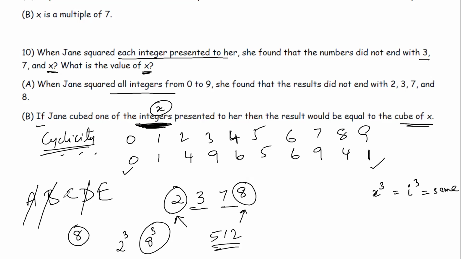So if Jane cubes one of the integers presented to her, then the result would be equal to the cube of x. That doesn't tell us anything. So this entire statement was there just to mislead you, waste your time, confuse you. There's no way you can get an answer for x. So if you cube one of the integers presented to you, it will be equal to the cube of x.